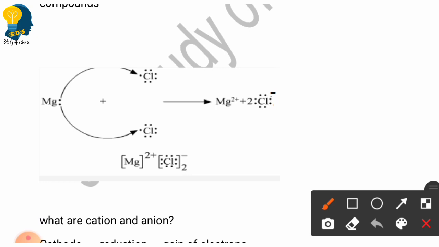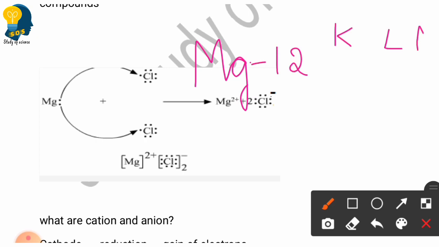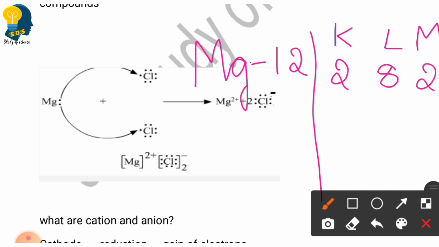So next, when we look at the formation of magnesium chloride, I'll explain how magnesium chloride is formed. And it is very simple to understand also. So when we look at magnesium, the atomic number of magnesium is 12, correct? So if I write the shells K, L and M shell, on the first shell it has 2 electrons, on the second shell it has 8 electrons, and on the third shell it has 2 electrons.